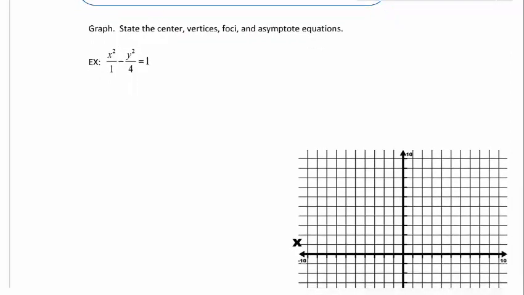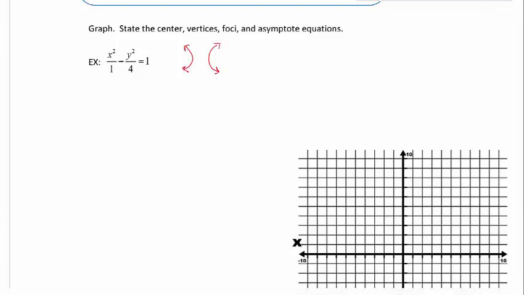Let's graph x squared over 1 minus y squared over 4 equals 1. We'll state the center, the vertices, the foci, and the asymptote equations. The first thing I notice about this hyperbola is that the x is first. So that tells me that the hyperbola branches are going to open in the x direction. So this is going to be a horizontal hyperbola.